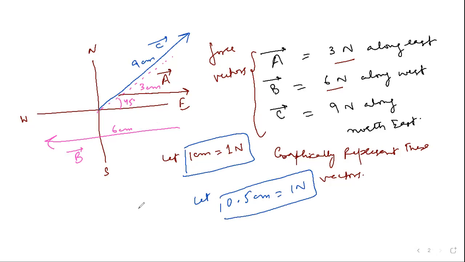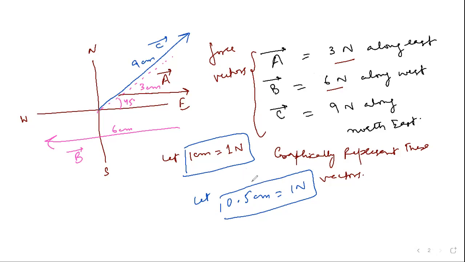Then he has to make the length of A called 0.5 is 1 Newton, then for 3 Newton, it will be 1.5 centimeter, right? And it will be 1.5 twice, that is 3 centimeter. It will be 4.5 centimeter, right? If 0.5 centimeter represents 1 Newton, right?